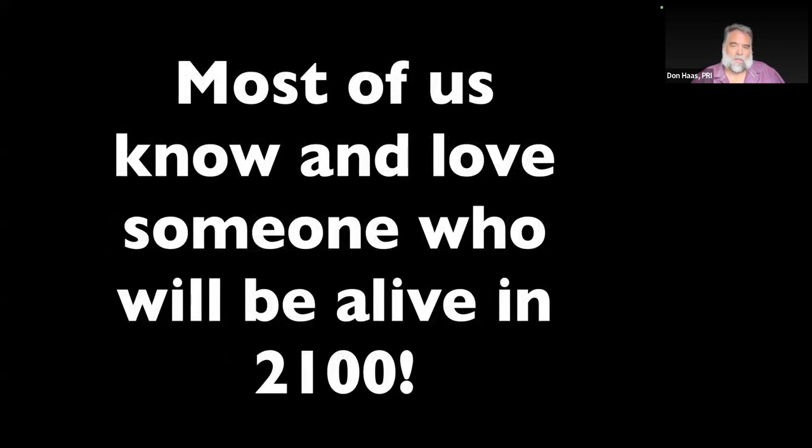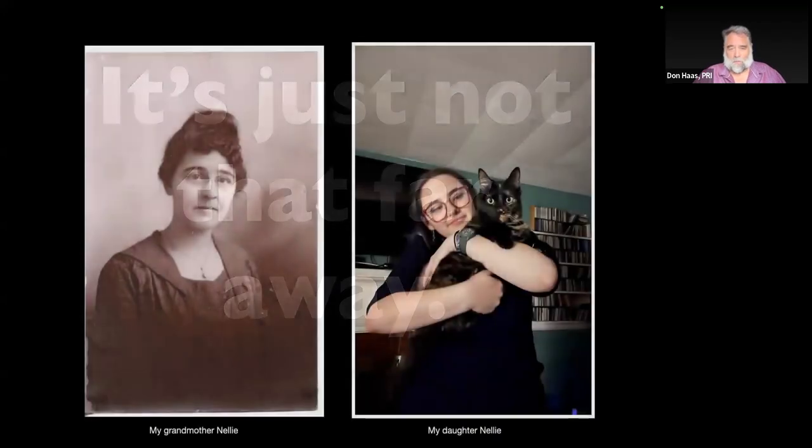The reason I raise that question is because most of us know and love someone who will be alive in 2100. When we hear about climate projections for 2050 or 2100, that feels very far away. But it really isn't. A child born in 2010, that high school freshman or so, will turn 90 in 2100. We probably all know some 90-year-olds. And a child born today will turn 75. So this is within the span of the time of people that we know. It's just not that far away.